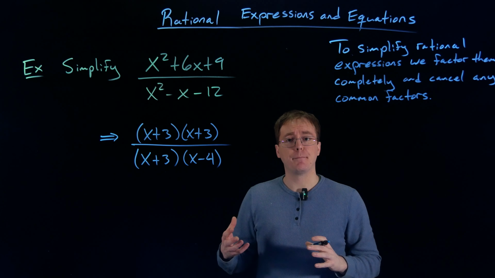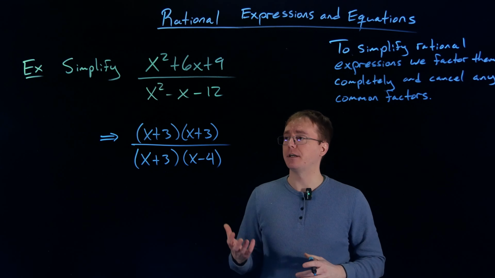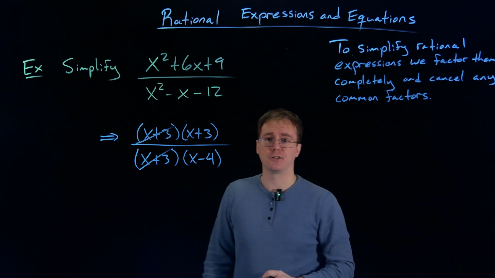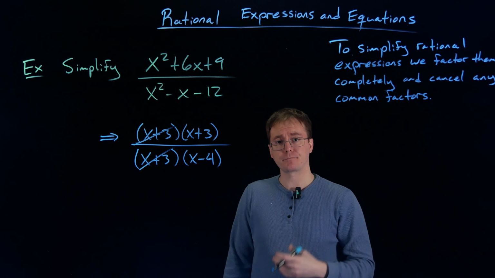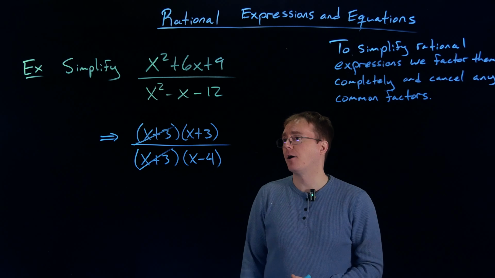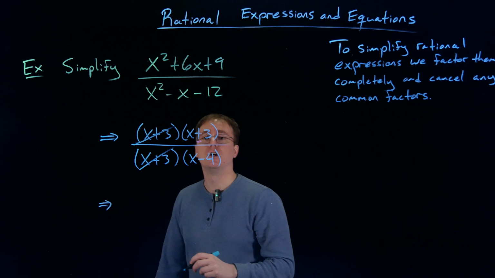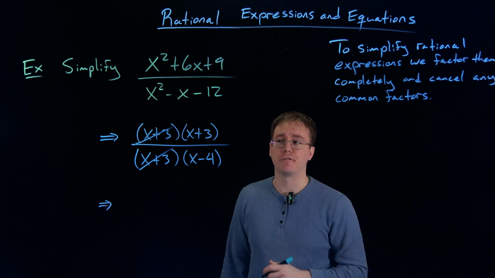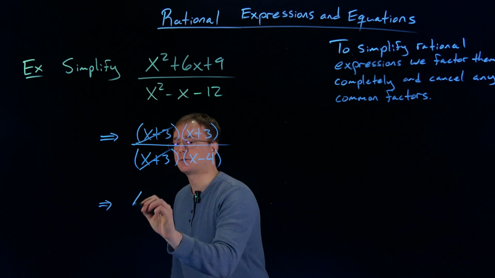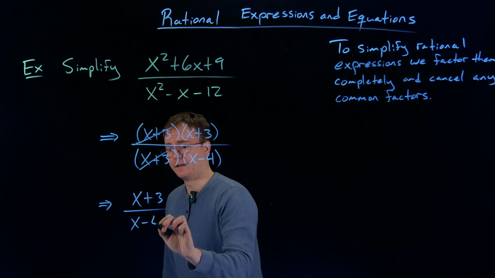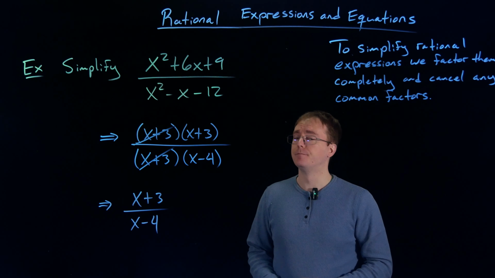And now that we are looking at both the numerator and the denominator in their completely factored form, we can see that there actually is a common factor of that quantity x plus 3. So we're going to cancel that factor out and then just rewrite what is left over. And that'll be our final answer, our rational expression in simplified form. In this case, that's going to be x plus 3 over, or divided by, x minus 4.